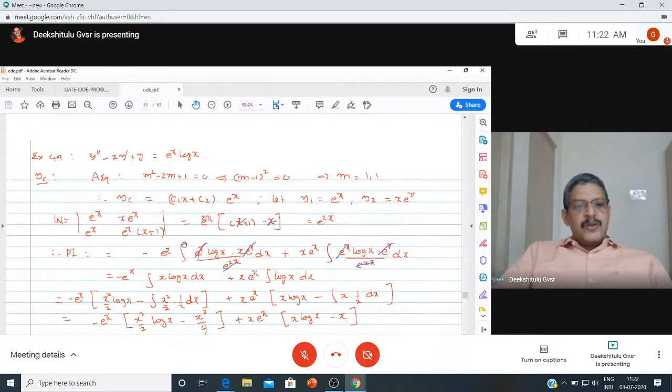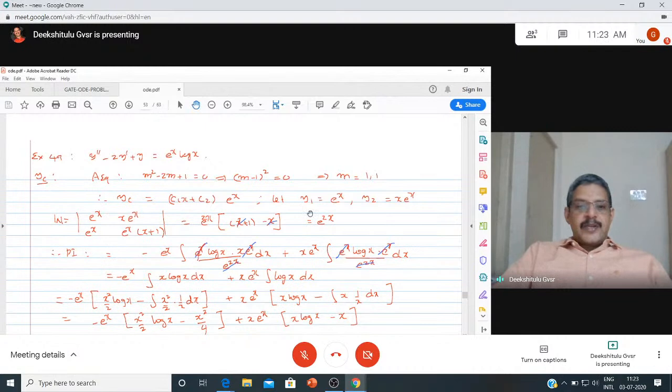So the Wronskian is e power 2x into (x plus 1) minus e power 2x into x. If you take e power 2x common, x plus 1 minus x. The minus x and plus x get cancelled, and the Wronskian becomes e power 2x.